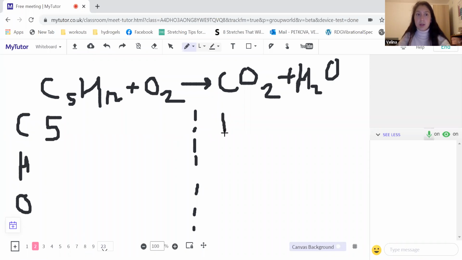We have 1. How many hydrogens do we have on the left? We have 12. So we're looking at this little number, aren't we? And how many hydrogens do we have on the right? That would be 2. How many oxygens do we have on the left? That is 2. And how many oxygens do we have on the right? That is 3. So where should we start then with this one?